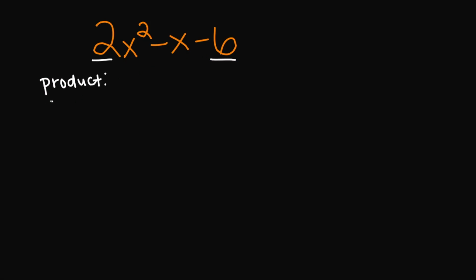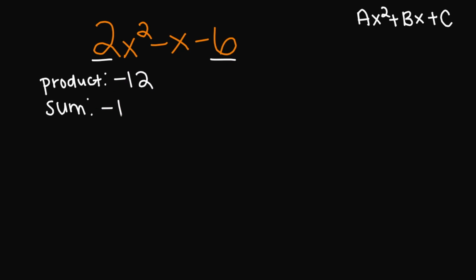Let's look at 2x squared minus x minus 6. First thing we're going to do, we're going to multiply my 2 times my negative 6. This is going to be your product. And then your sum is going to be the middle term. So my product, my 2 times my negative 6 is going to be negative 12. And then my sum is going to be negative 1.